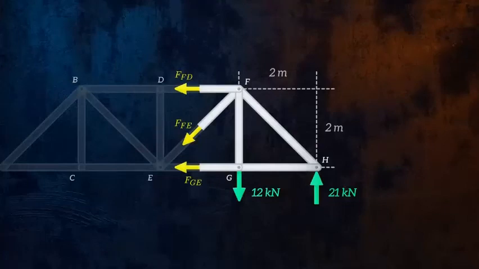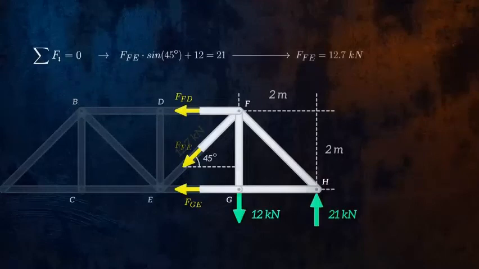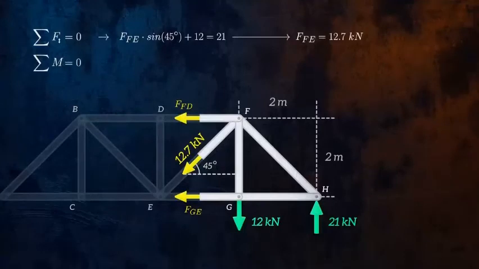Next, we just need to apply the equilibrium equations. The force in member FE is the only unknown force with a component in the vertical direction, so that's a good place to start. The diagonal members are all at 45-degree angles. So by considering equilibrium in the vertical direction, we get that the force in member FE is equal to 12.7 kilonewtons. Now let's consider equilibrium of moments acting about joint F.